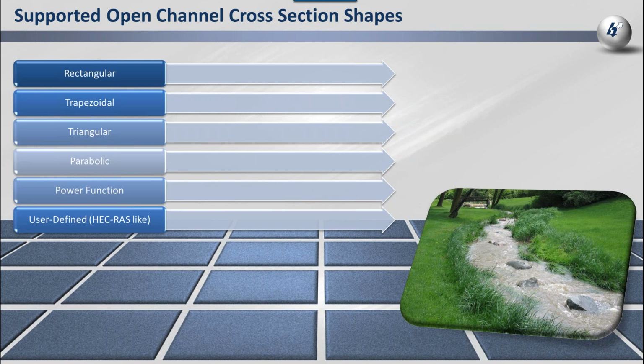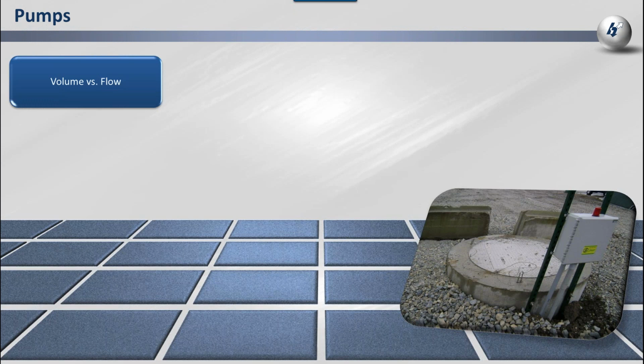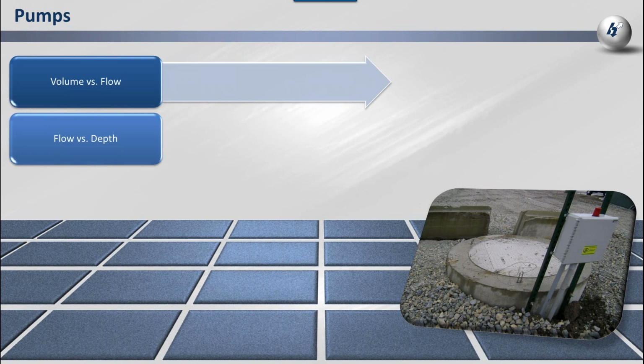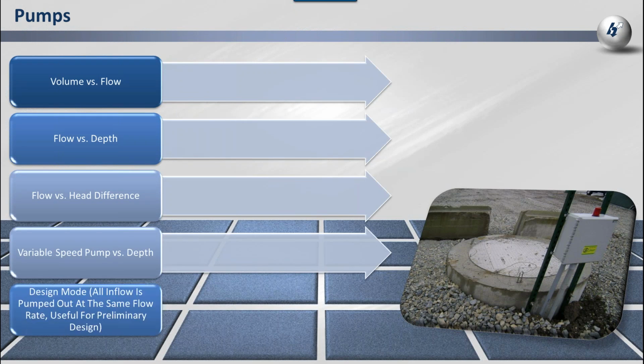Now pumps can be represented as either an inline lift station or an offline node representing, say, a wet well where water is pumped to another node in the system. Okay, and our pump performance can be defined by either volume versus flow, flow versus depth, flow versus head difference, variable speed pump versus depth, and design mode where all inflow is pumped out at the same flow rate.